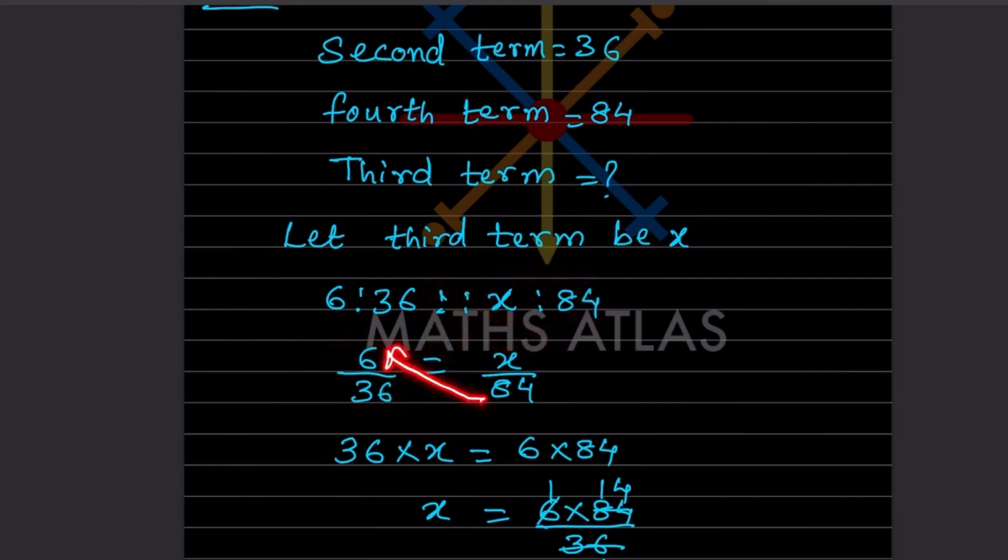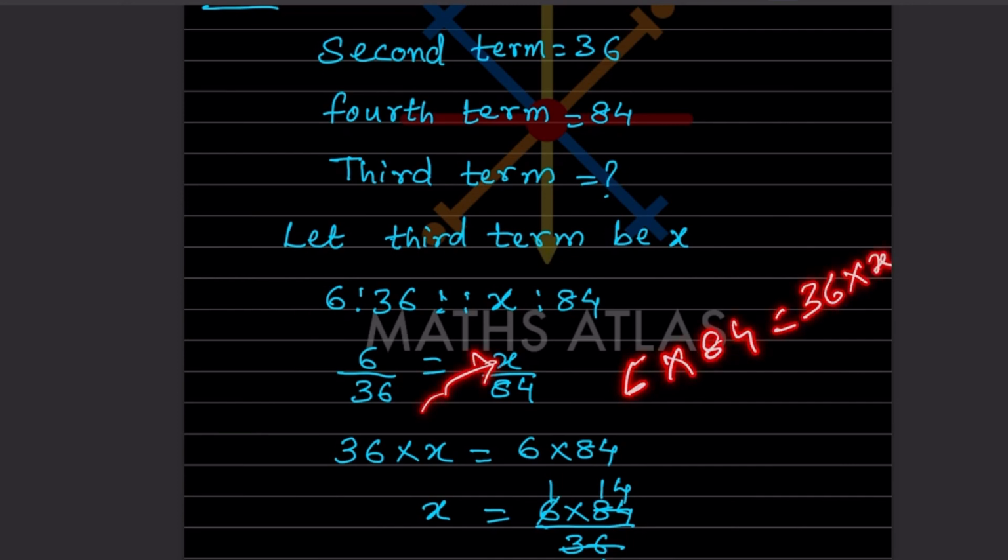You will cross multiply. Cross multiply means either you take, in this cross, you can take any way. Like I took x over here. So first I multiplied this into this. No problem. You can also do that. Or you can take this first also. Like you can also do 6 into 84 first, and here you can take 36 into x. Both ways are the same. Okay. So don't be confused over here.